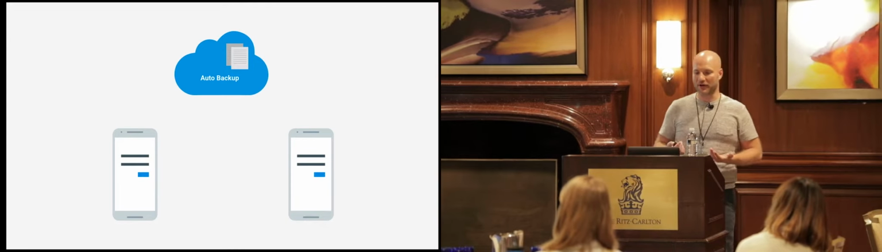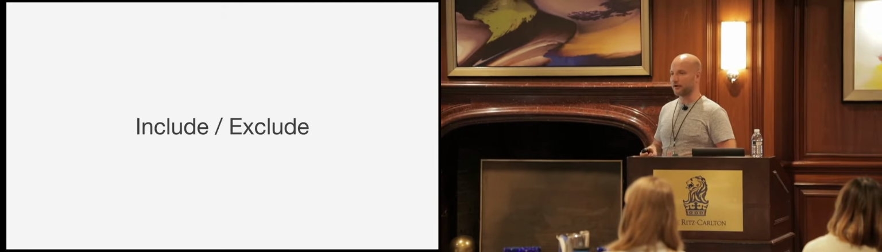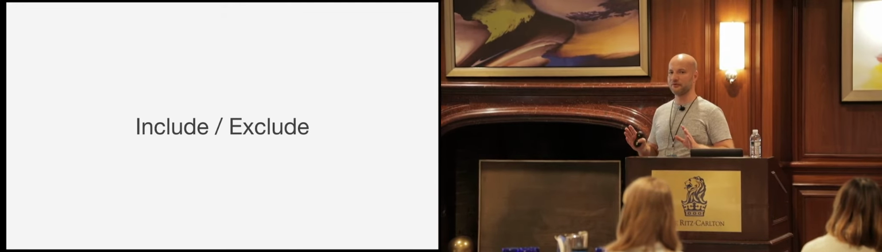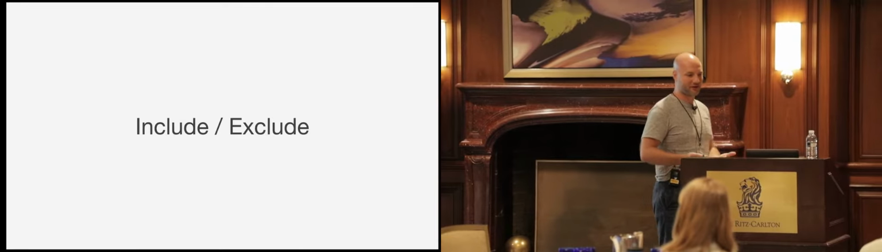So to set up auto backup, all you have to do is go to your manifest, and there's some XML tags you can add that aren't super exciting, but you can include and you can exclude files. And so this is the key point to get across. The other thing to note about auto backup is it's not a good place to store sensitive information. So don't put credit card numbers or anything that you don't think should be widely available in there.